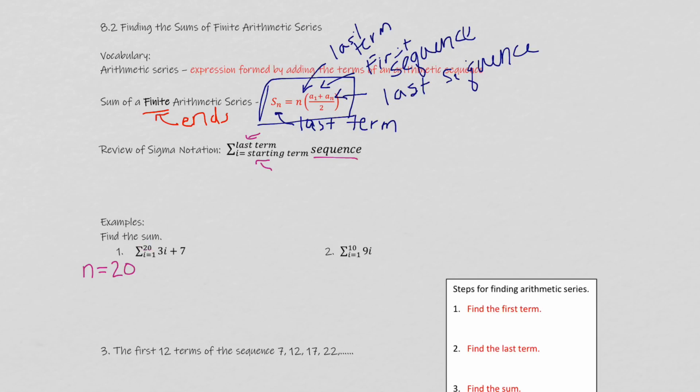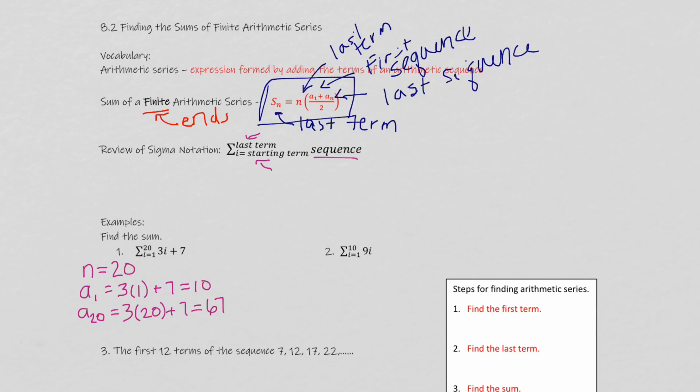The second thing I want to know is the value of a sub 1. In order to find a sub 1, I'm going to plug 1 in for my i and figure out what that value is. So 3 times 1 plus 7 would be 10. Then I'm going to do the same thing to find a sub n, which in this case is my last term of 20. So I want to find the value of the 20th term. This would be 3 times 20 plus 7, which would end up being 67.